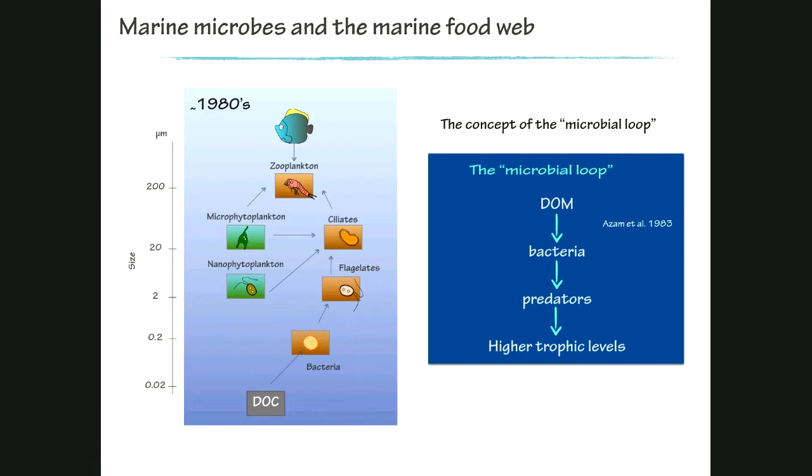And this discovery led to the concept of the microbial loop that Azam developed, and you can read more about it. But basically, the concept establishes that bacteria are the link between dissolved organic matter and higher trophic levels through being eaten by predators. So this is represented here: dissolved organic matter, taken up by bacteria, bacteria eaten by predators, and then this goes to higher trophic levels. And so this microbial loop is very important for the functioning of the ocean.